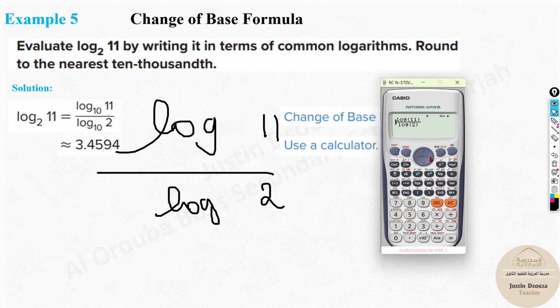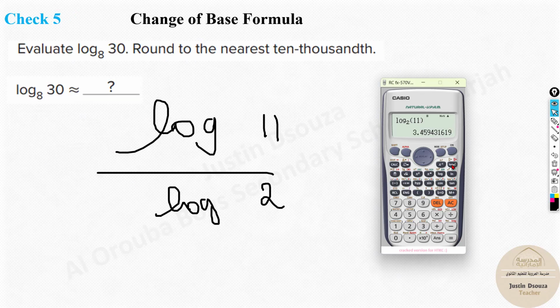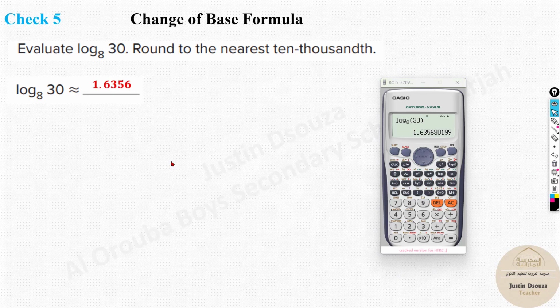3.4594. Even instead of log, you can use ln, the natural logarithm. See this, and you will get the same answer, because natural logarithm is also a log itself, just the base is e. In both the cases it's the same, so you can do it. Otherwise you can check your answer directly, log base 2 of 11. That's the answer. Same way, please do try this by yourselves. Just use your calculator so that you'll be quick when you solve it in your exam. This is how we solve it.